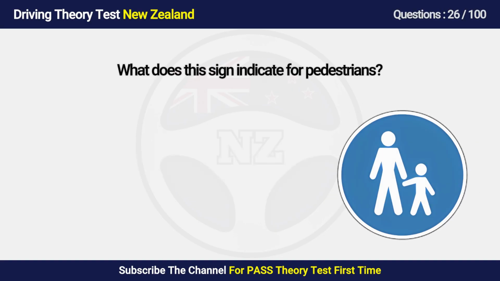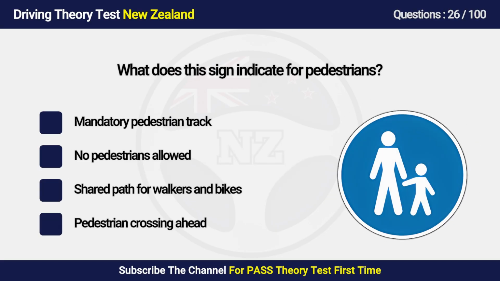Question 26. What does this sign indicate for pedestrians? A. Mandatory pedestrian track, B. No pedestrians allowed, C. Shared path for walkers and bikes, D. Pedestrian crossing ahead.